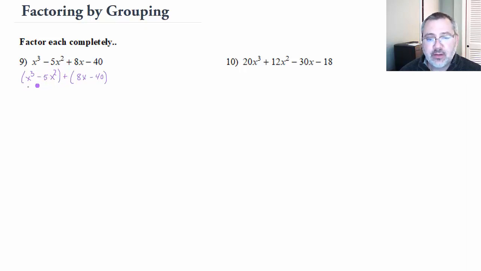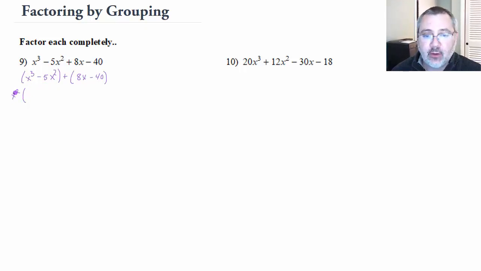When I see this group here, I now see that there's a common factor of x squared in both of these. So when I factor x squared out of x to the third, I'm left with x. Minus, when I factor x squared out of 5x squared, I'm left with 5. Plus, now, what's the GCF of 8x minus 40? It is 8. Always remember to take out the greatest common factor. When we do that, we're left with x minus 5.